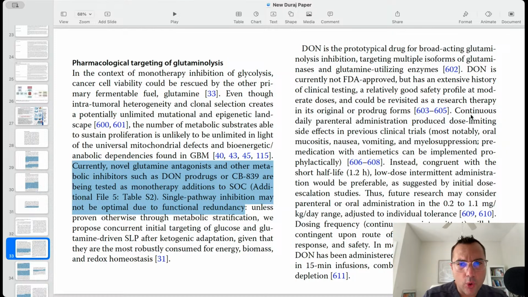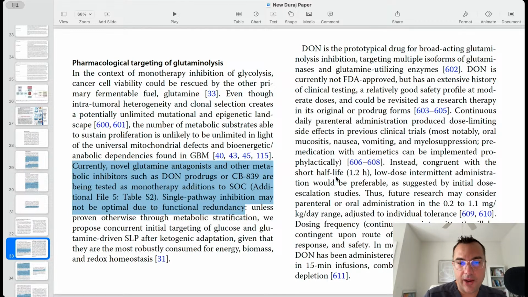I do think it's probably important to mention here that continuous daily parenteral administration, which means IV or IM or sub-Q injections, produced dose-limiting side effects in previous clinical trials, most notably oral mucositis, which is where your mucous membranes break down or get inflamed, nausea, vomiting, and myelosuppression, lowering your immunity, or even your red blood cells and your entire bone marrow lines. Pre-medications with antiemetics, things that can help reduce nausea and vomiting, like Zofran, can be implemented prophylactically.